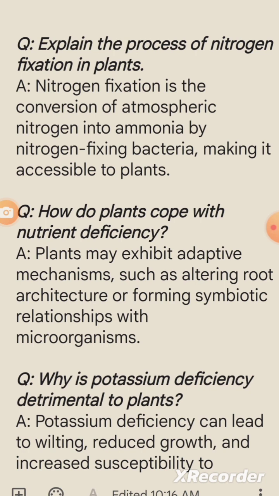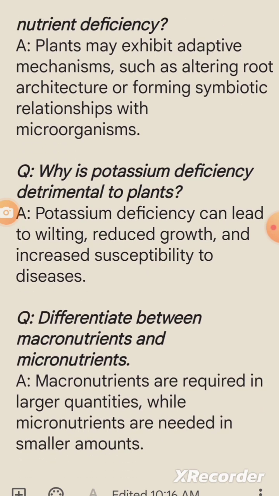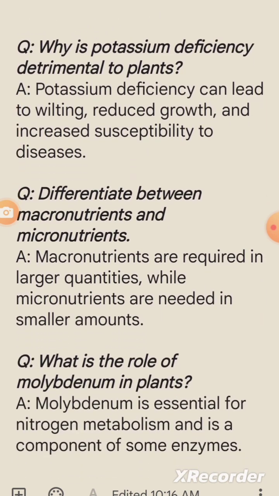Question: why is potassium deficiency detrimental to plants? A. Potassium deficiency can lead to wilting, reduced growth, and increased susceptibility to diseases. Question: differentiate between macronutrients and micronutrients. A. Macronutrients are required in larger quantities, while micronutrients are needed in smaller amounts.